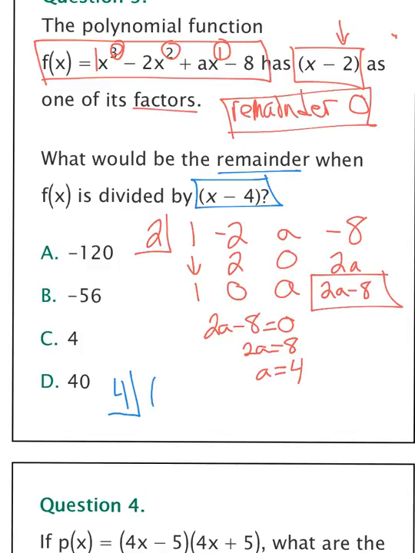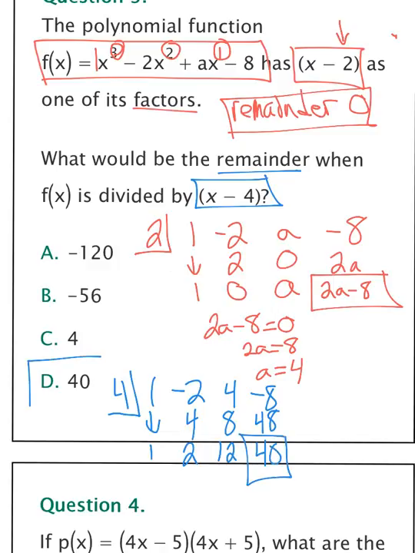But now with my coefficients, I know what a is. I know a is 4. So now when I bring down the 1, 1 times 4 is 4. 4 plus -2 is 2. 2 times 4 is 8. 8 plus 4 is 12. 12 times 4 is going to be 48. 48 plus -8 is going to give me 40. And that is my remainder. So that should have been your answer. D should have been your answer for that.